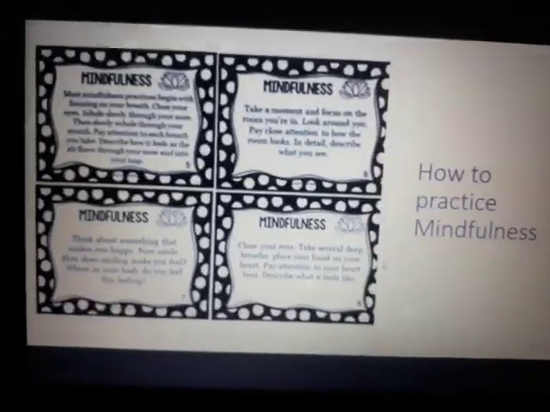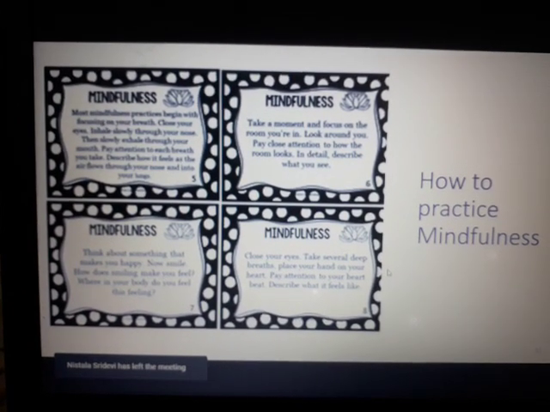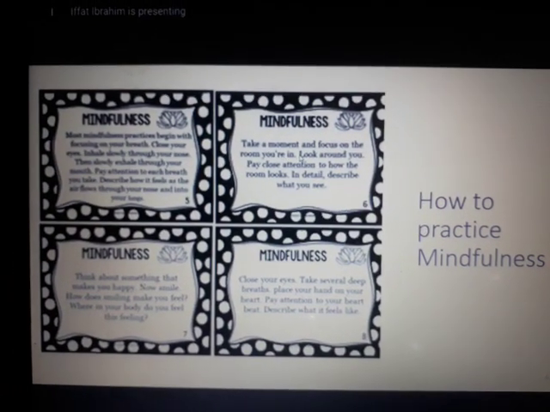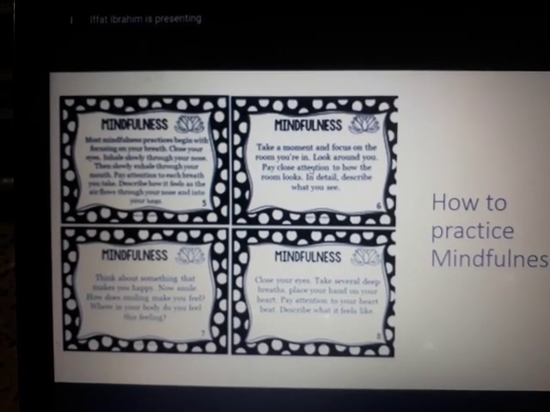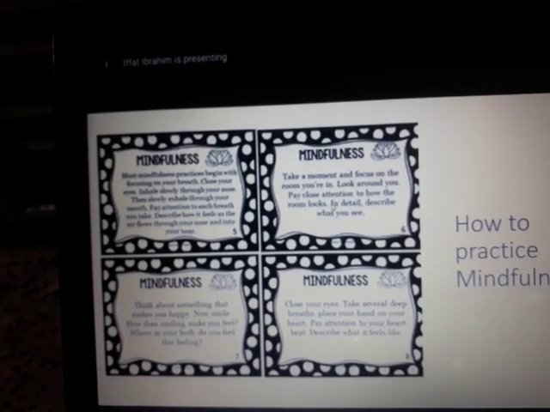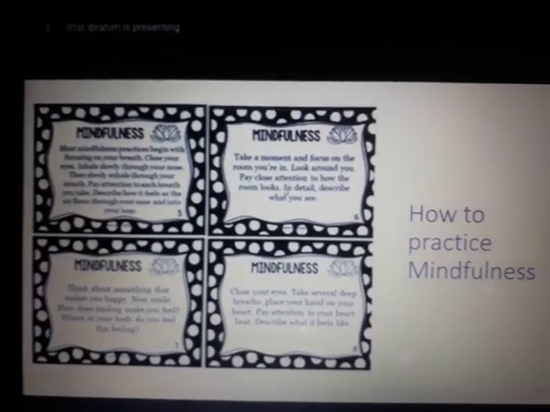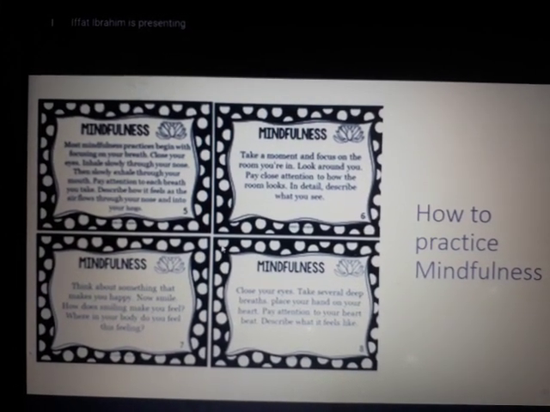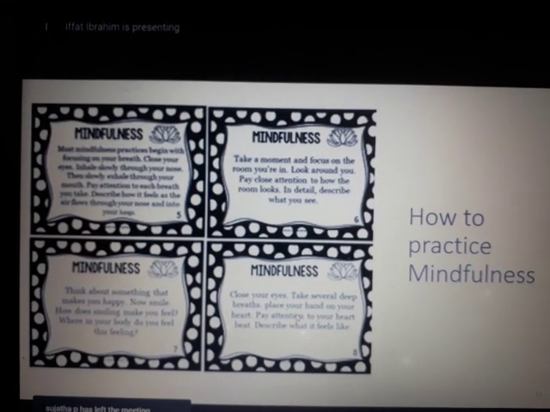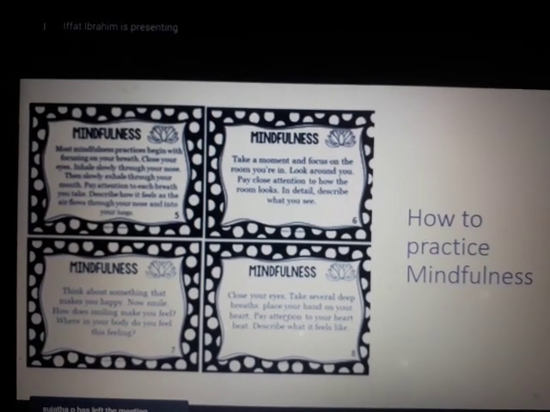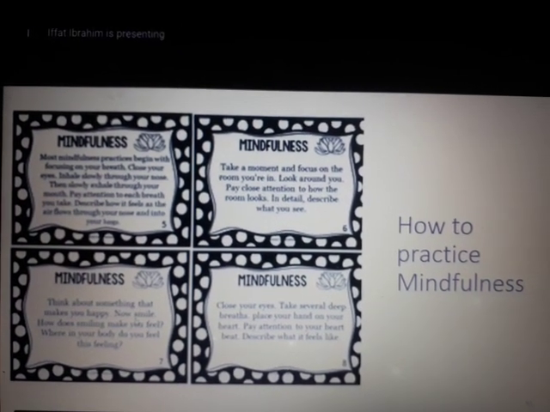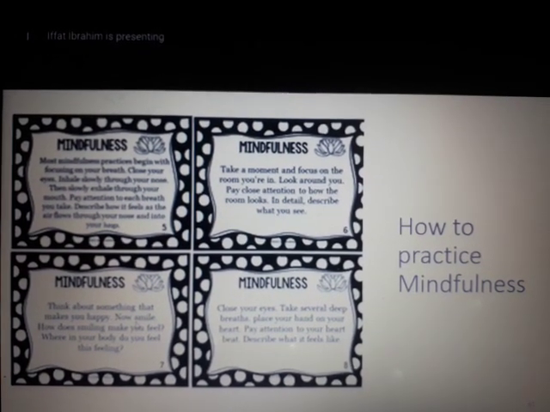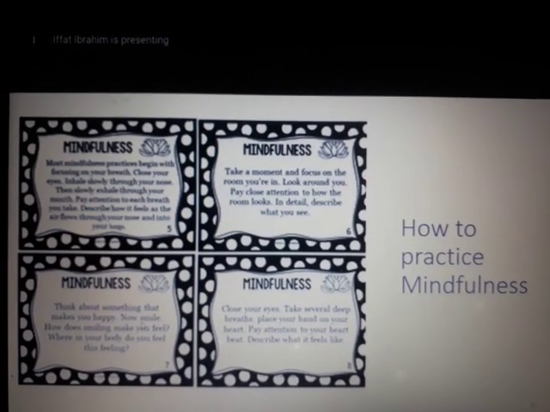Now, how can we practice mindfulness? You can read these. I just gave you one example already. So focus in the room that you are in, look around you, pay close attention to how the room looks, and describe what you see, which we did. Another technique is to close your eyes and take several breaths. Place your hand on your heart, pay attention to your heartbeat. Think about something that makes you happy. Smile. Can you feel your lips stretching? And do you feel your body relaxing?